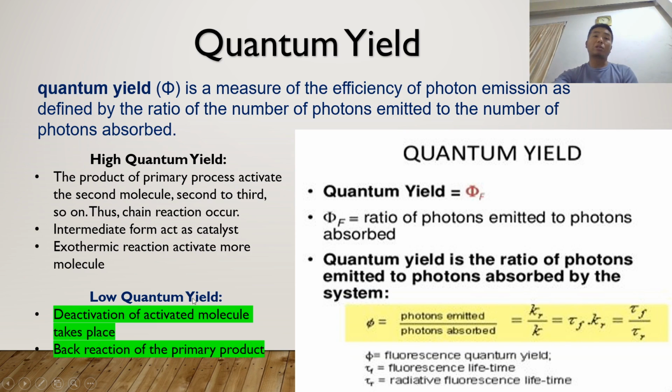And why does some compound have a low quantum yield? The activated molecule can be deactivated without causing the reaction. And sometimes, after the product is formed, the product itself can react together to form back the reactants. That means a reverse reaction is also taking place.